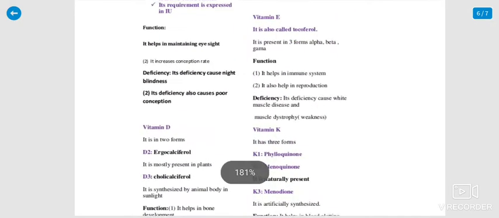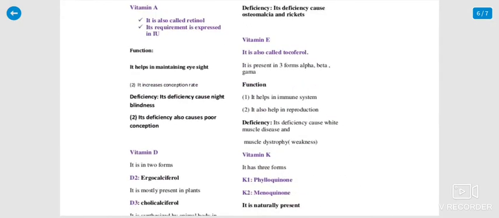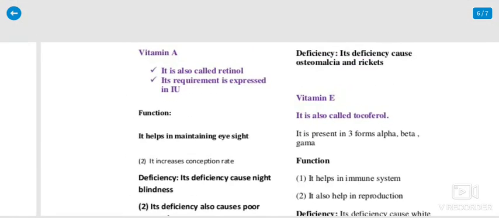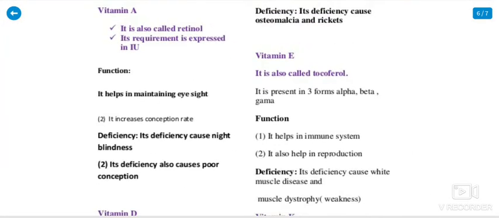Coming to the topic, it is vitamin A, which is caused by retinol. It is only for eye problem disorders. Partially, eye vision will be displayed, sometimes it is hidden in this vision. Its requirement is expressed in IU, the international unit.